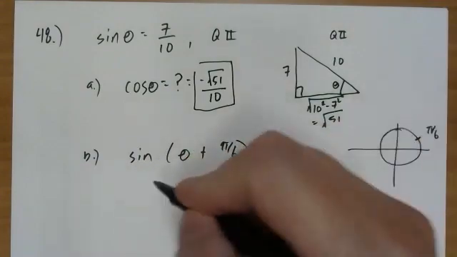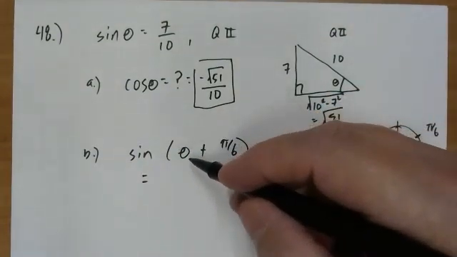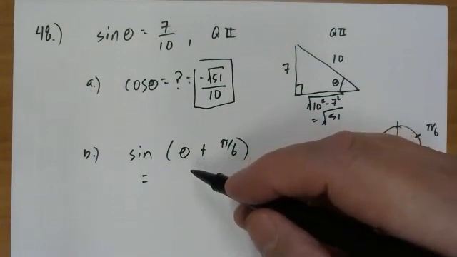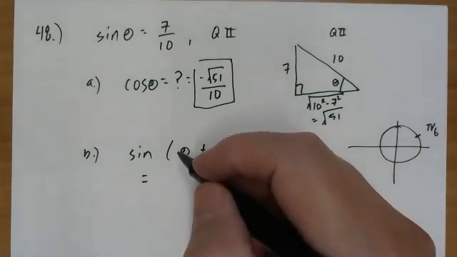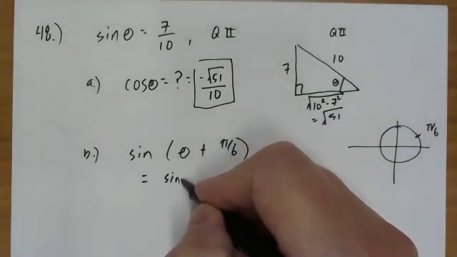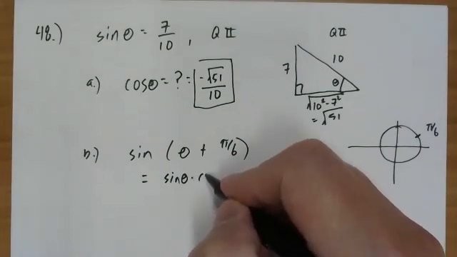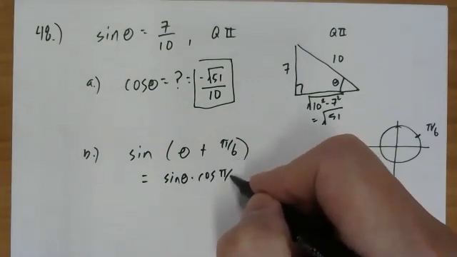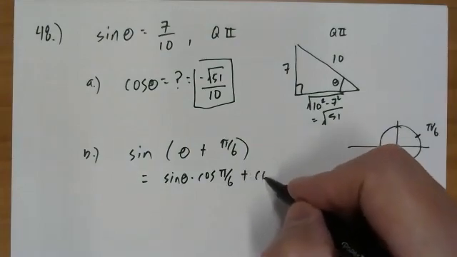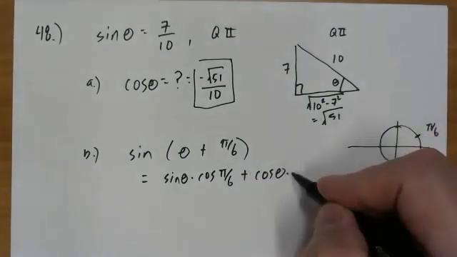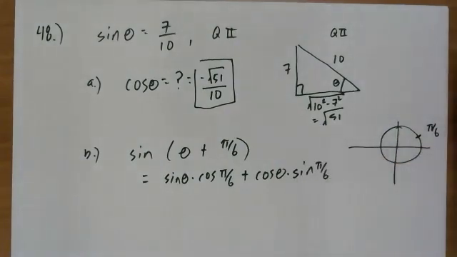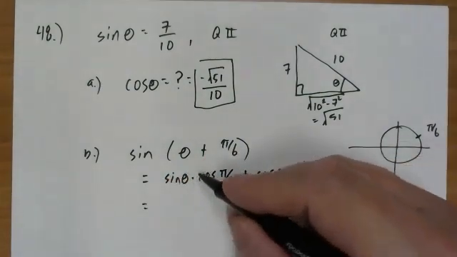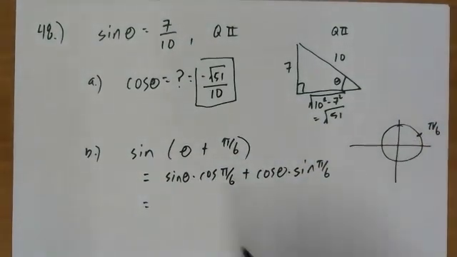So let's go to our formulas for the sine of the sum of 2 angles. Let me just write it out. It's the sine of the first angle times the cosine of the second angle plus the cosine of the first angle times the sine of the second angle. So now we can plug in. You should have numbers for all of these.